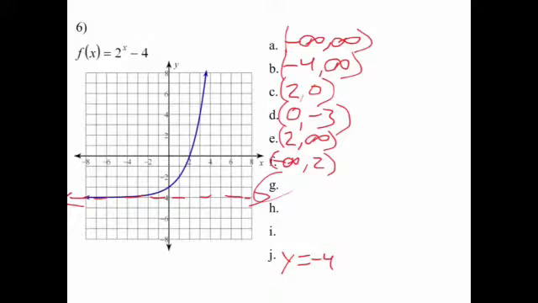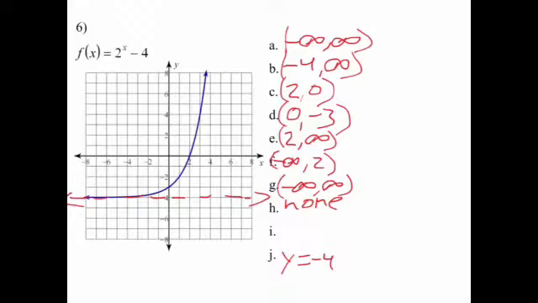And that brings us to G. Travel from left to right. Where is it going up? Well, it's going up everywhere. So from negative infinity to infinity, we have our function increasing. If it's increasing everywhere, it's not decreasing anywhere. So it doesn't have an interval where it's decreasing.